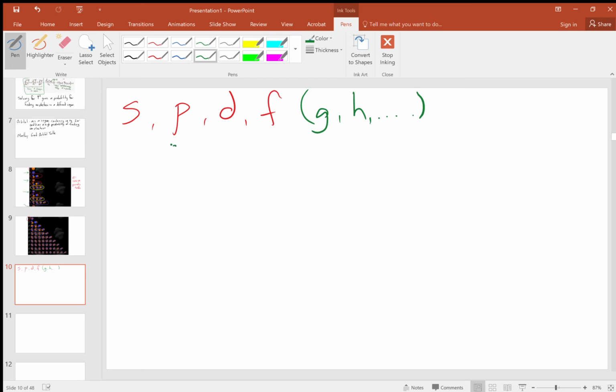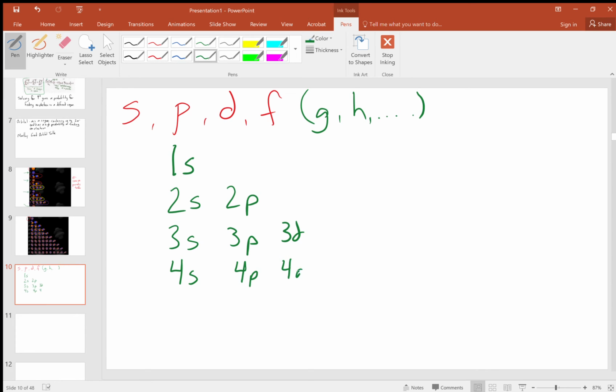So at our first energy level, we only have a 1s orbital. There's no 1p, 1d, 1f. Those don't exist. When we go to the second energy level, we can have a 2s and a 2p, but no d, no f. At the third energy level, we can have s, p, and d. At the fourth energy level, s, p, d, and f.